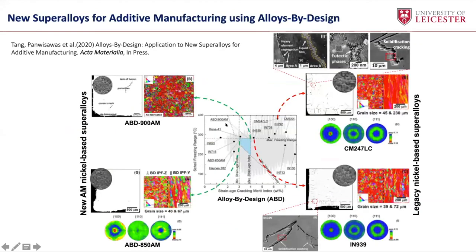And just recently, we used this kind of principle, the so-called alloy by design computational tools, to actually design a new superalloy for additive manufacturing, which is, for example, a crack-free alloy. I mean, that is something we're proud of at the moment. You can look at the material, which is online now.